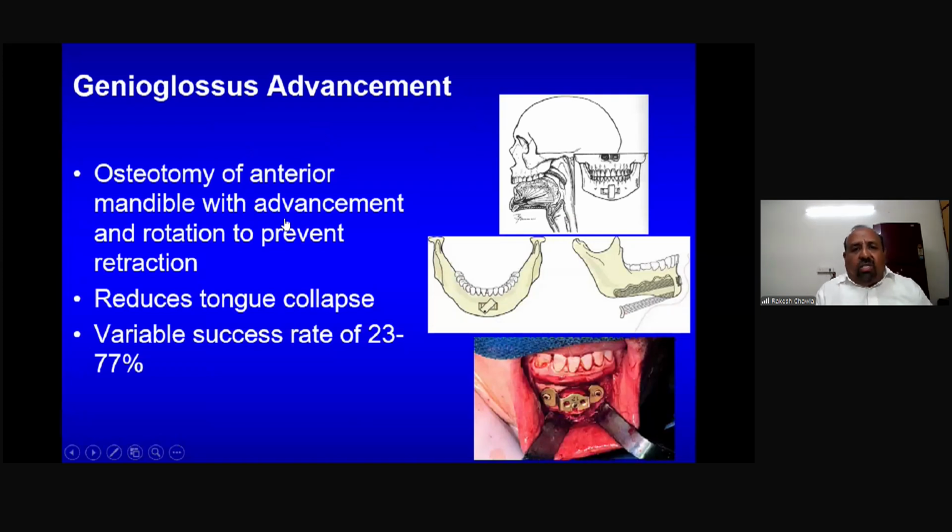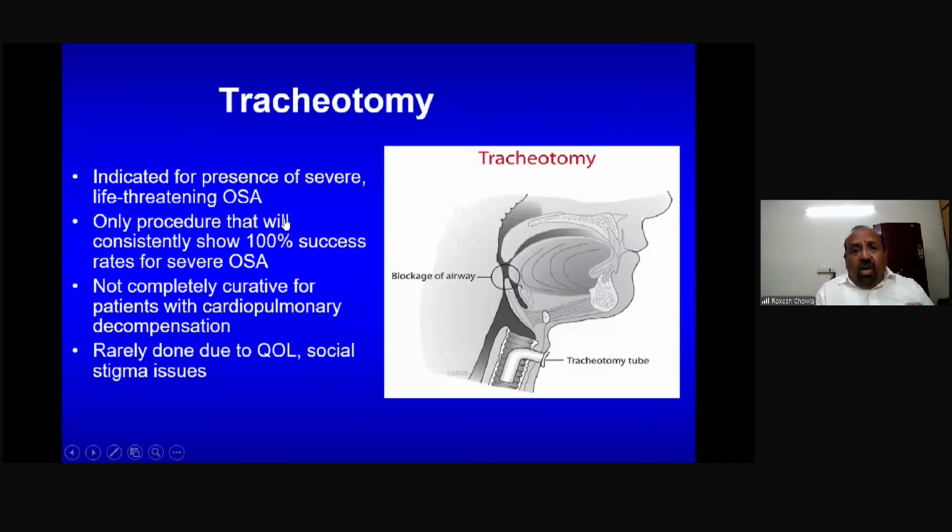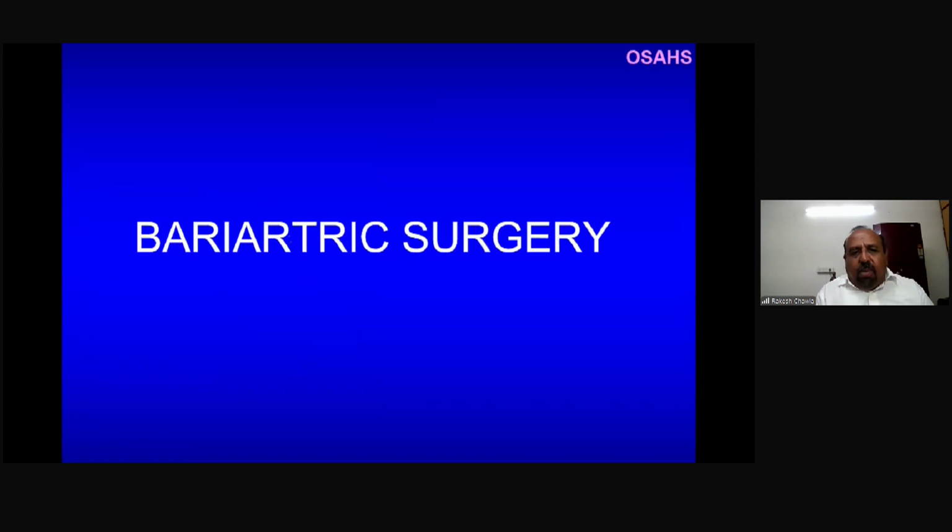You have genioglossus advancement, osteotomy of the anterior mandible with advancement and rotation to prevent the retraction and increase the space. Hyoid suspension, the same. Tracheostomy, you are bypassing the whole structure which we are talking about, there is no need of anything. Patient is well, there are no apneas, there is no snoring, you have a tracheostomy, but the quality of life, that is what has changed since 1981 when CPAP came.